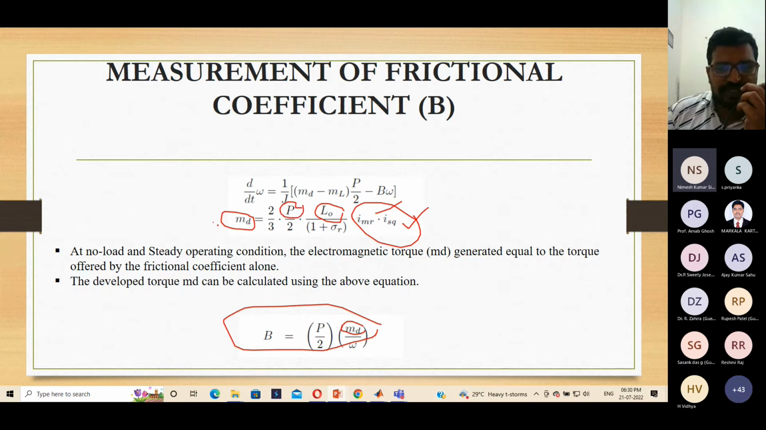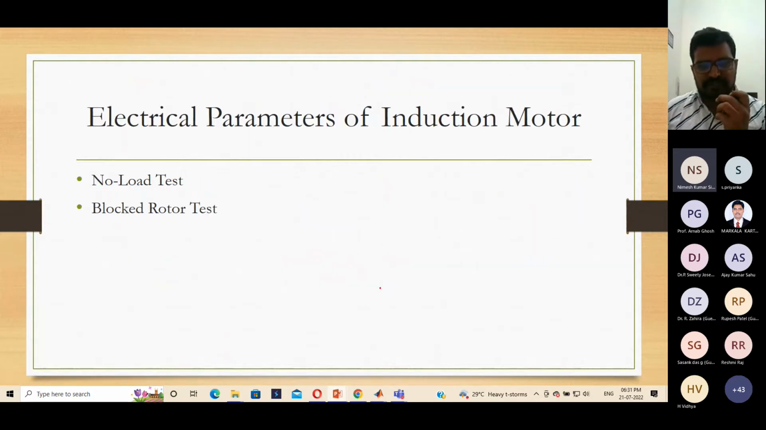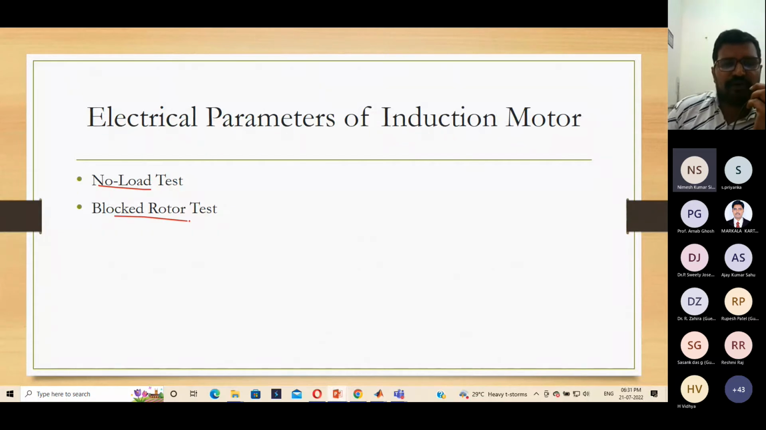Once MD is known, and you know the poles, and if you know the starting speed of the induction motor, then you can achieve this B. Once you have this B value, you can find the moment of inertia of the induction motor using a curve fitting method. Here the electrical parameters can be obtained with the help of the no load test and blocked rotor test.